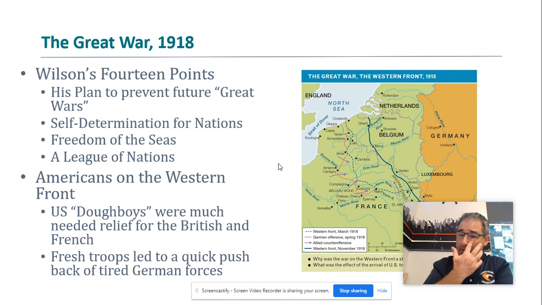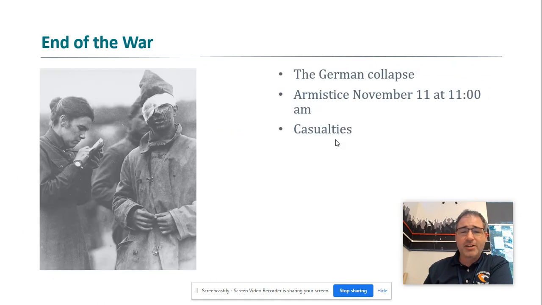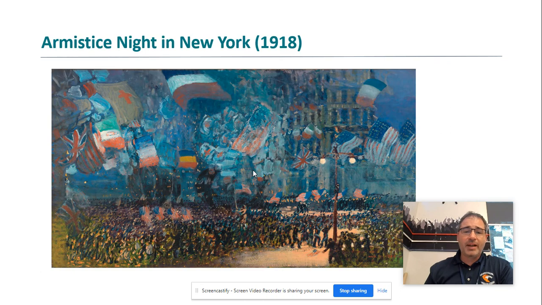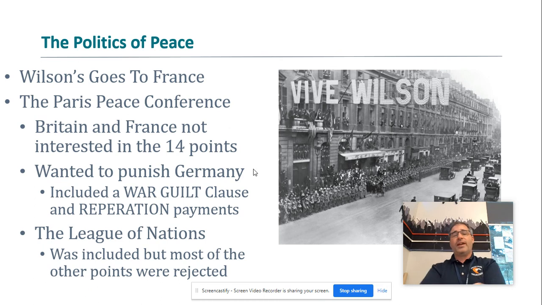Now, Americans are going to come in. They are going to be referred to as doughboys, and they're so much bigger, a relief for the British and the French. They are going to tip the war into the hands of the Allies and quickly push past the tired German forces. Germany collapsed in November of 1918, and an armistice, a truce, was called November 11th at 11 a.m., and we now refer to that as Veterans Day. There are a lot of casualties on both sides. It is the bloodiest war in human history up until that point. Bad, bad, bad. Here's the party in New York in 1918. Yay! And then Wilson has to go to France to try to help make the peace.